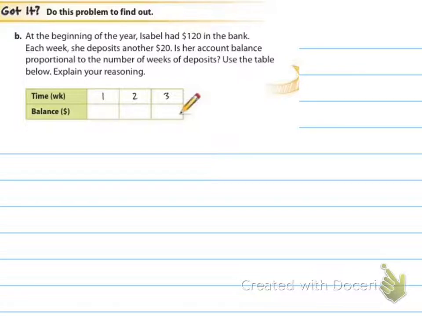Okay guys, so I'm going to add a little thing that they didn't put here. I'm going to add a little 0 because at 0 weeks she had started at $120. And after 1 week, at the end of 1 week, she increased it by $20. So at week 1 she had $140. At week 2 she increased another $20, so she had $160. In week 3 we add another $20 and we get $180.